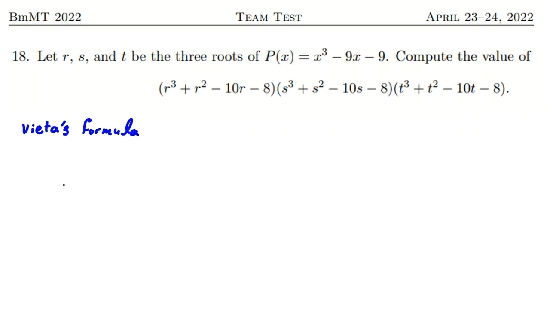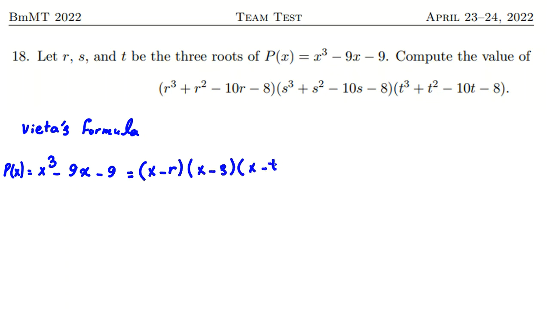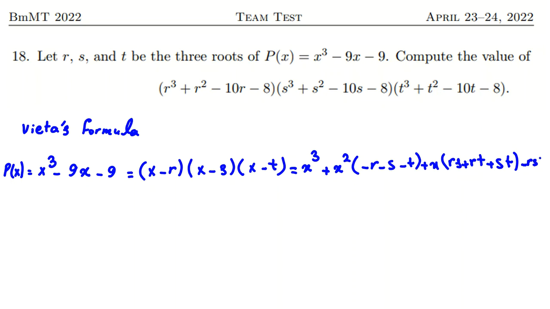For Vieta's formula, our polynomial is x cubed minus 9x minus 9. It is our P of x. Also, because the roots are R, S, T, it is equal to x minus r, x minus s, x minus t, and you place the coefficient of this part, which is 1. Now if you expand, it will be x cubed plus x squared times minus r minus s minus t, plus x times rs plus rt plus st, minus rst.